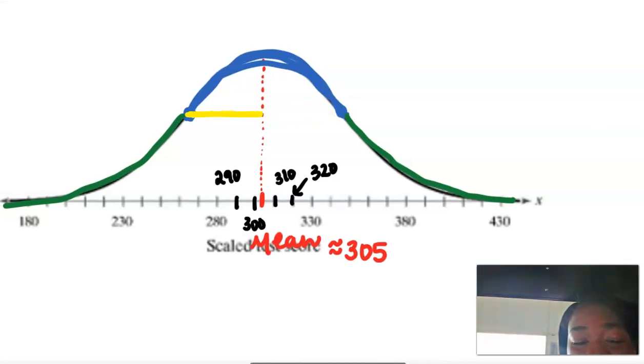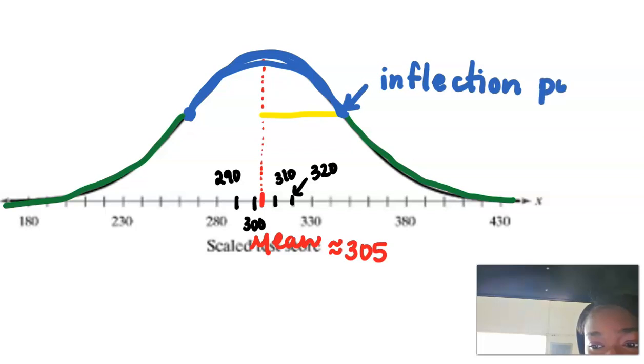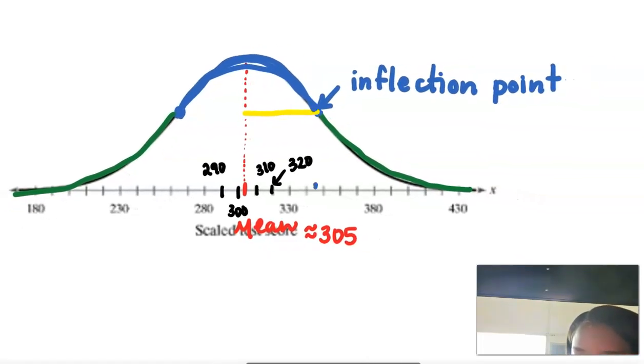Or I could use this one. It doesn't matter if you use the positive one or the negative one. I just wanted to point that out. I just prefer to use the positive one. So I'm going to approximate about what I think that inflection point is right there. So this is maybe about 345 for that inflection point.